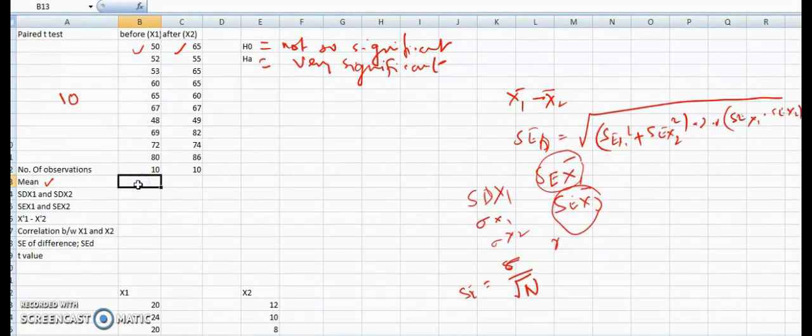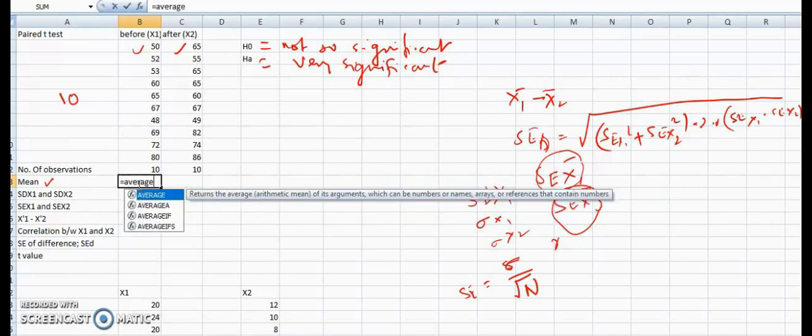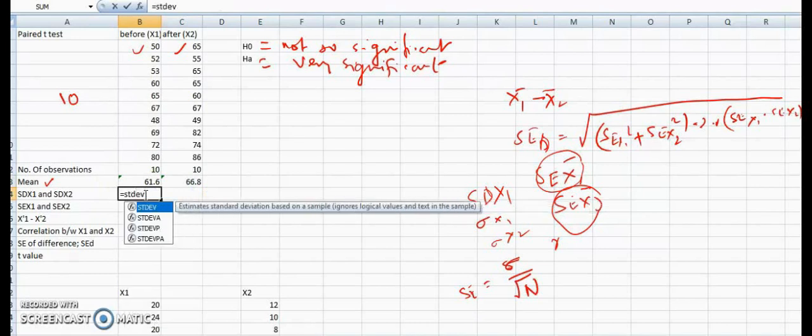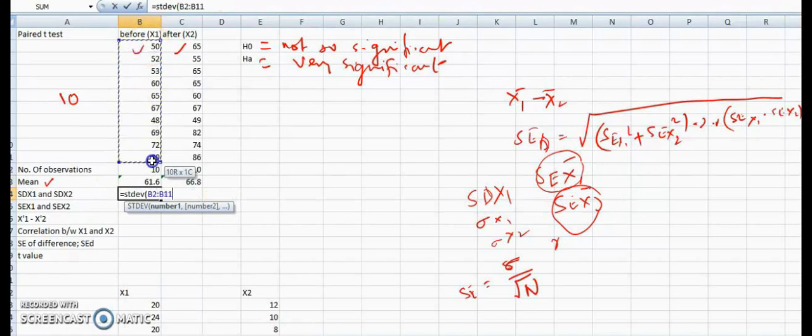The mean is equal to the average of this to this, and so the mean of this is also the same. The standard deviation for both of them, STDV, can be calculated by calculating the deviation first and then squaring the deviation to find out the variance, and the square root of variance is the standard deviation. It can be tabulated in that way also.